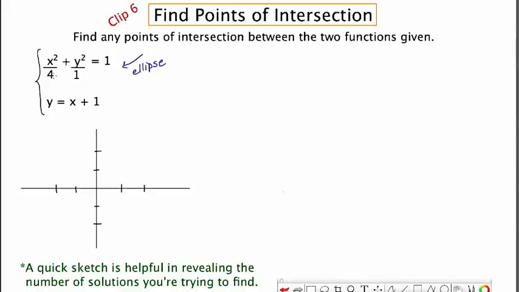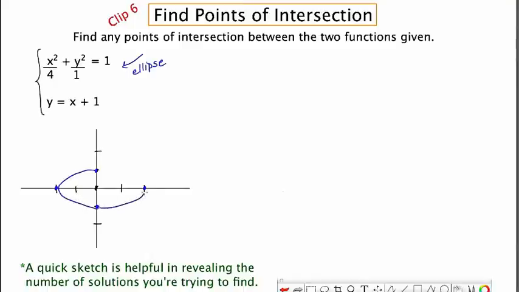Now, because the larger denominator is aligned with the x, I know that it's going to be a horizontally oriented ellipse. And you have to take the square root of each number in the denominator to figure out how far to move away from the center. So the square root of 4 is 2, so I'm going to move 2 units from the center, which is at 0, 0. So I'm going to go 2 units to the right, and 2 units to the left. The square root of 1 is 1, so I'm going to go 1 unit up, and 1 unit down. And these 4 points sort of serve as the basis for the ellipse or the oval, whatever you want to call it.